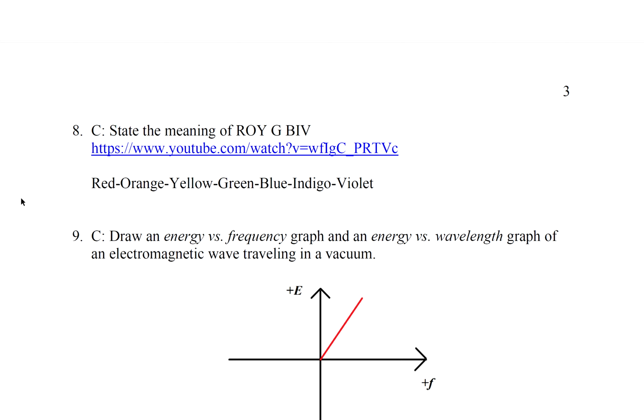Question 8. State the meaning of Roy G. Biv. Means red, orange, yellow, green, blue, indigo, violet. Indigo violet is the color purple.